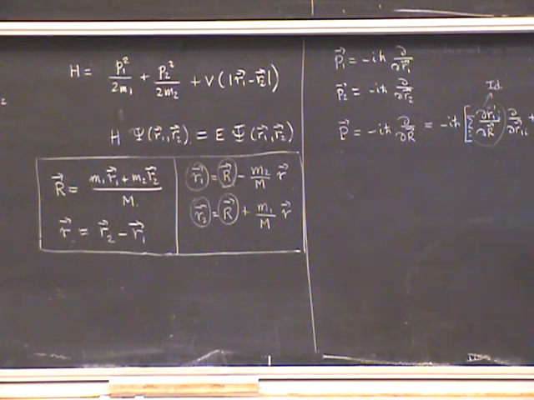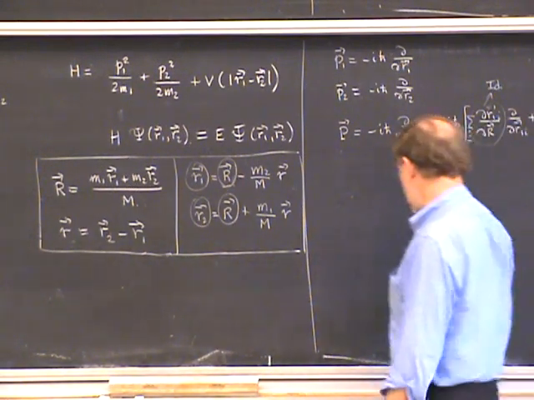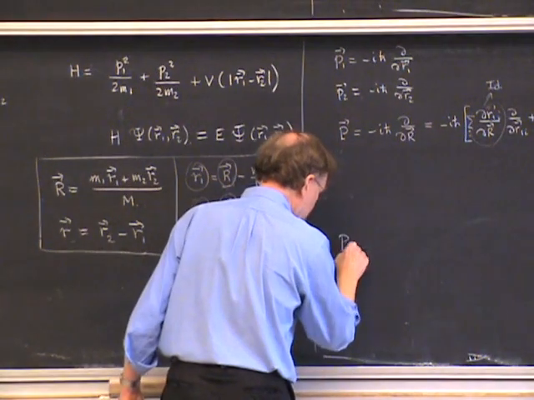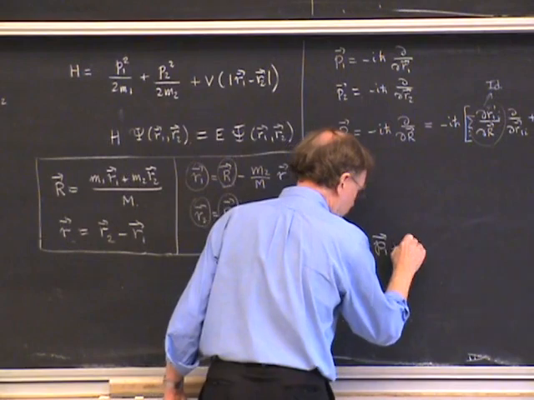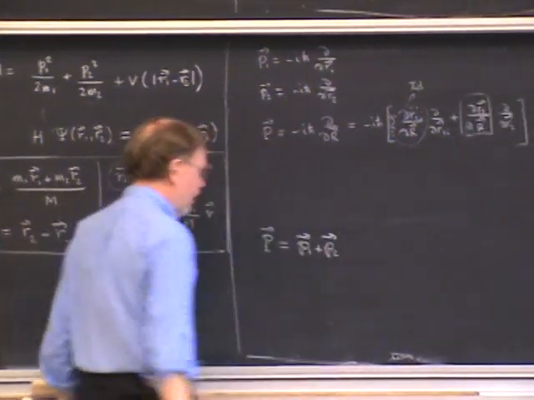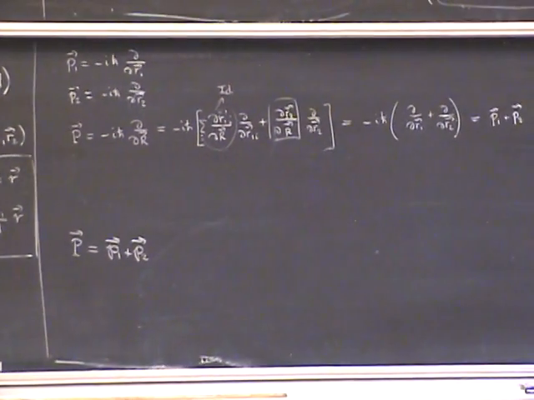However, you now see that's the sum of P1 plus P2. And so we get a result which is nice enough that I'll put it on the line by itself. This is that the momentum conjugate to the center of mass position is actually the sum of the momenta of the two individual particles.